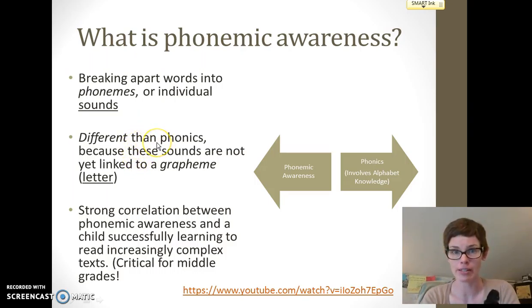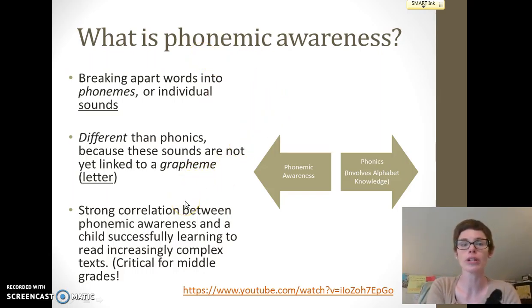This is different than phonics because phonics links sounds to a letter. Another word for a letter is a grapheme, all right? So in phonics, we talk about the relationship between letters or graphemes and their sounds. Phonemic awareness just deals with sounds. So if you're ever doing a phonemic awareness lesson, you're not writing letters anywhere. You are using pictures or you are simply speaking words, but you are not mixing the sounds and the letters together. Phonemic awareness only deals with sounds.